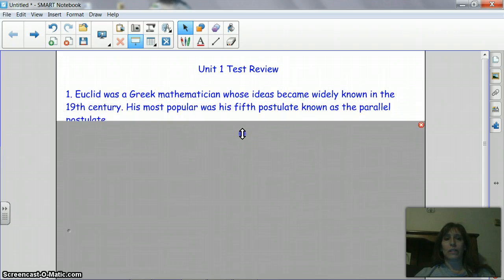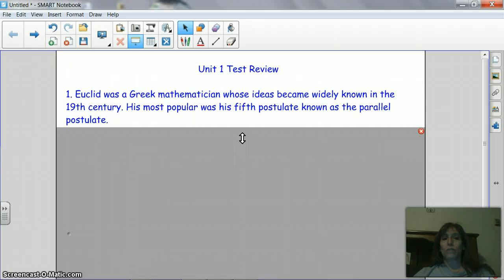The first one is that Euclid was a Greek mathematician whose ideas became widely known in the 19th century. His most popular was his fifth postulate, known as the parallel postulate. Now, we didn't talk about the fact that Euclid was a Greek mathematician and that his ideas were widely known in the 19th century so often, so that's why I really wanted to hit this one first and just talk about it for a few minutes.